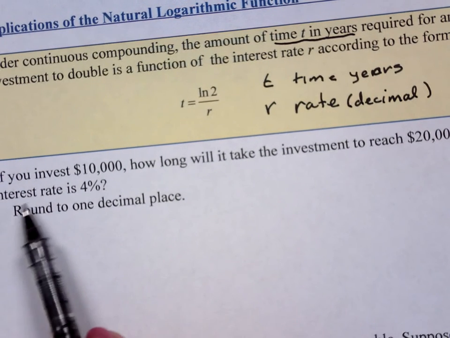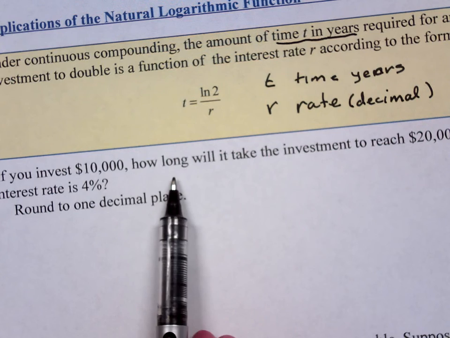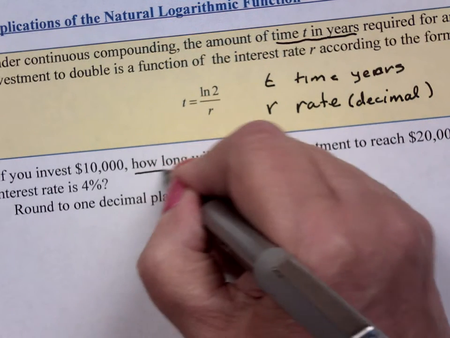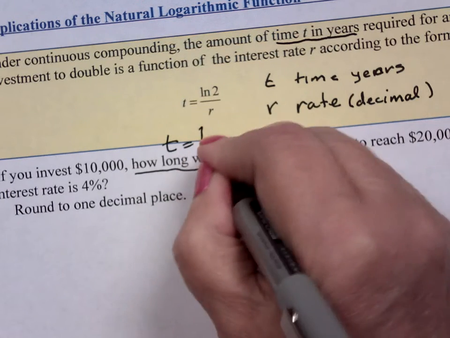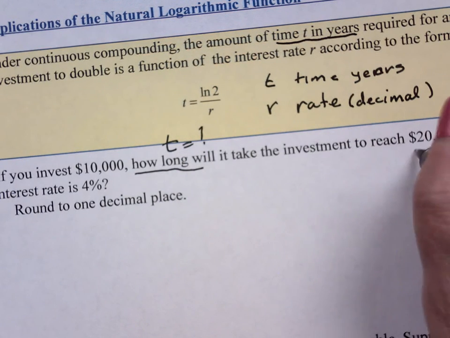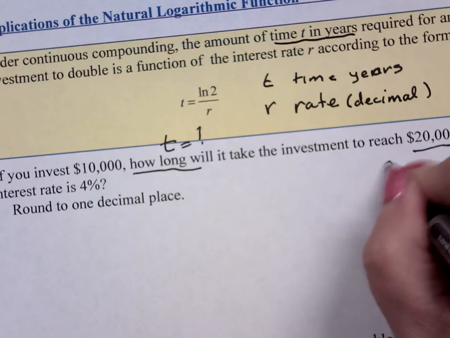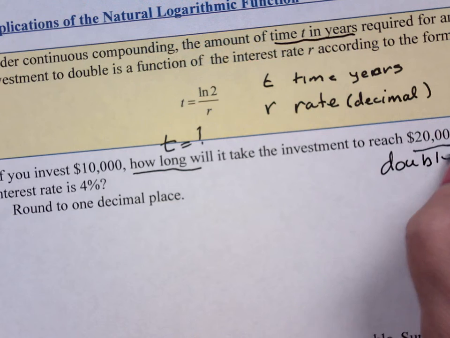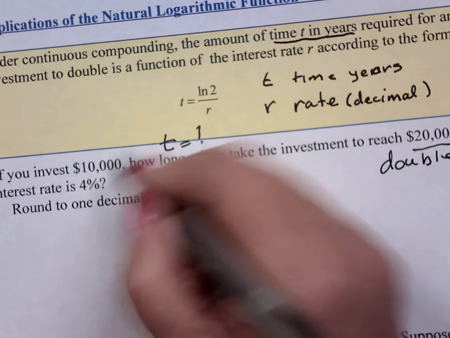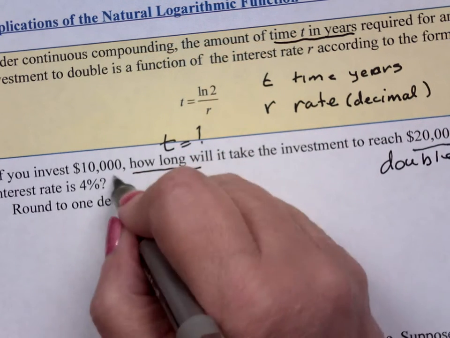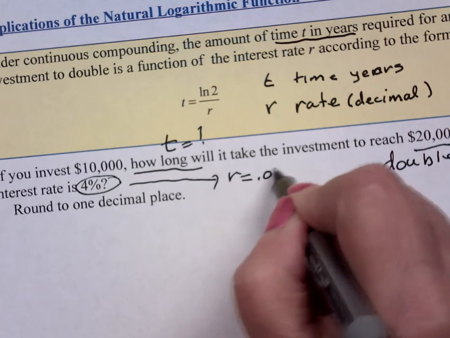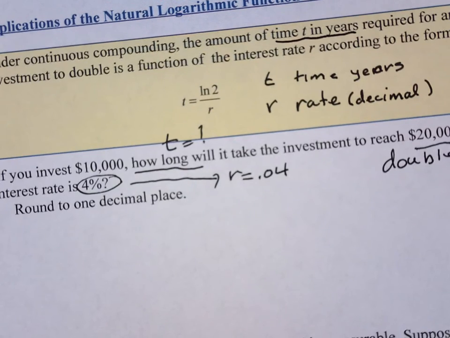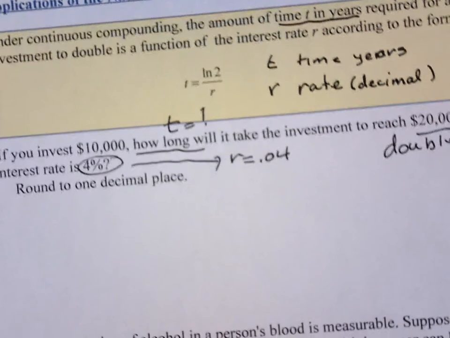And it says, if you invest $10,000, how long will it take? So how long means I'm looking for T. How long will it take for the investment to reach $20,000? That means double. With an interest rate of 4%. So R equals 0.04. Round to 1 decimal place.